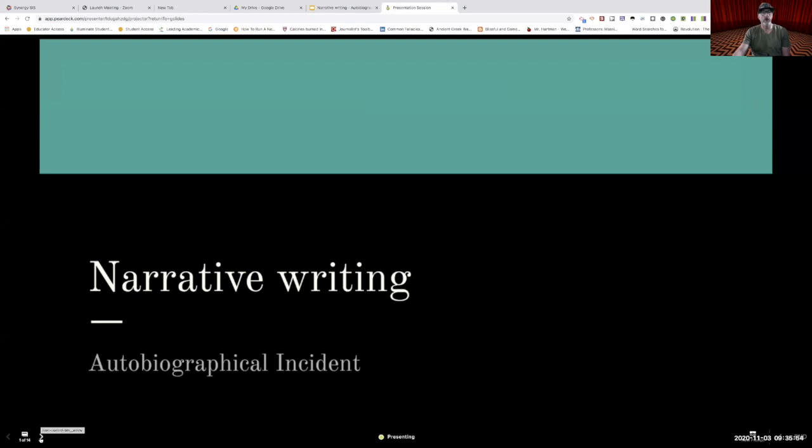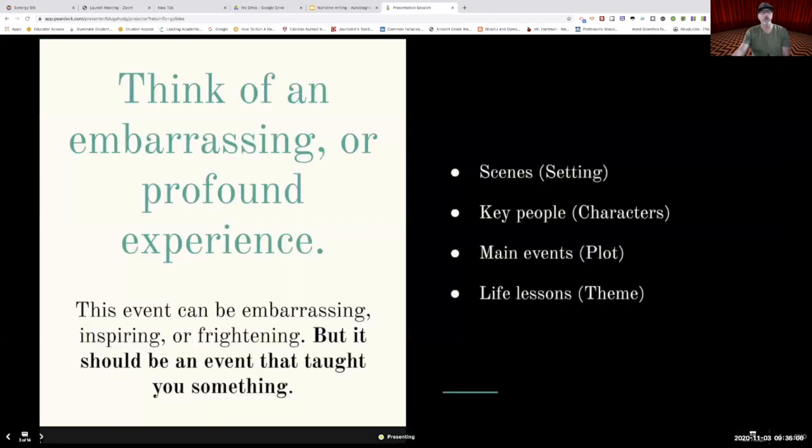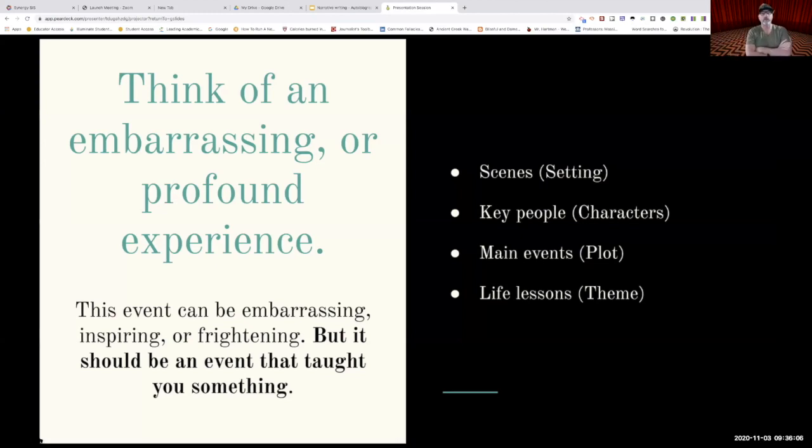So we're talking about an autobiographical incident today. So let's review. Think of an embarrassing event, this is what we've been tasked with. And hopefully you did your graphic organizer, your circle map last night, just to kind of feel it out. The whole purpose of a circle map in this situation is just to brainstorm ideas.